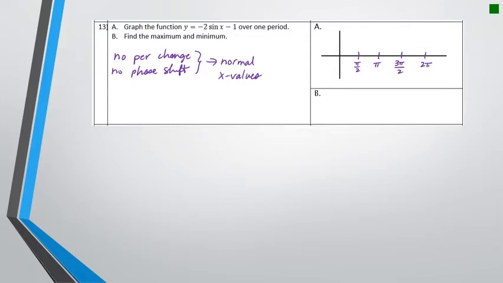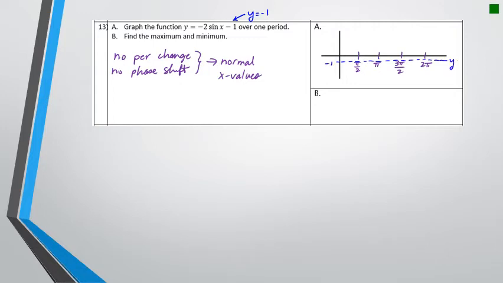The next thing I want to do is draw in this midline. I see that I have a vertical shift that's down 1. So my midline is at -1. So I'm going to put a midline here, and I'm just going to do a dotted line. This is going to be my -1.